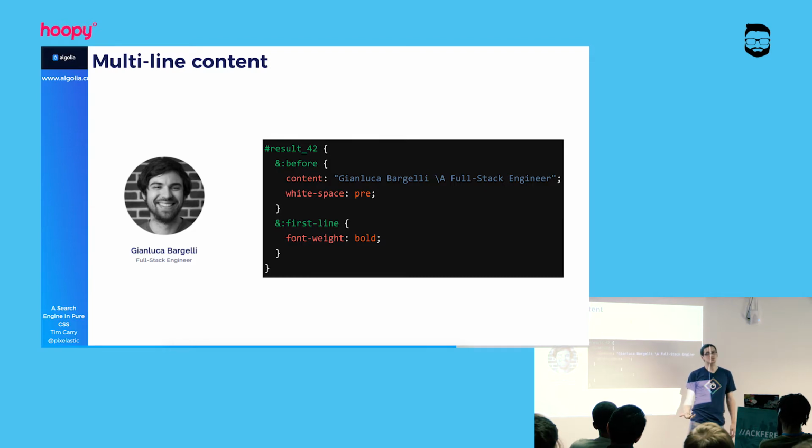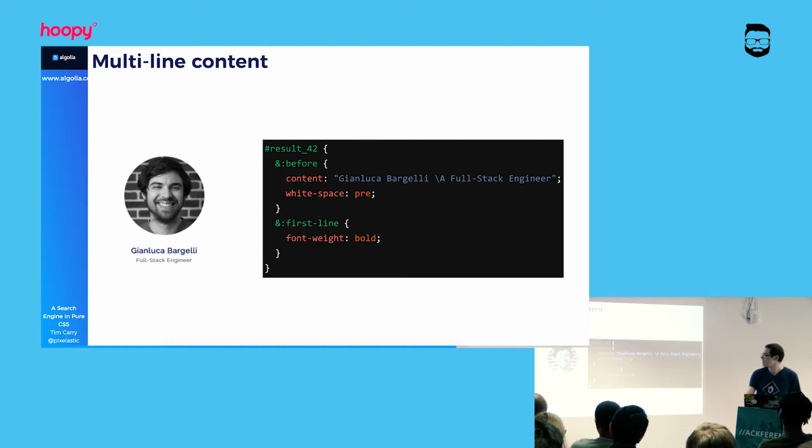And now that I have 2 different lines, I can use the pseudo selector first-line to select the first one and make it bold. So with only one pseudo element, I was able to have actually 2 different elements that I could style differently. So that's why the name is bolded, and the second line is a bit smaller.